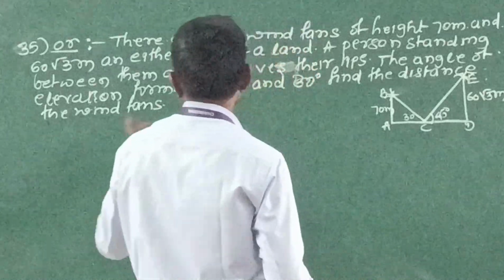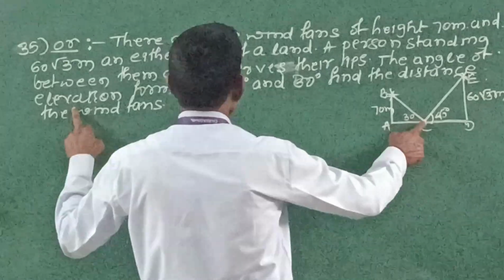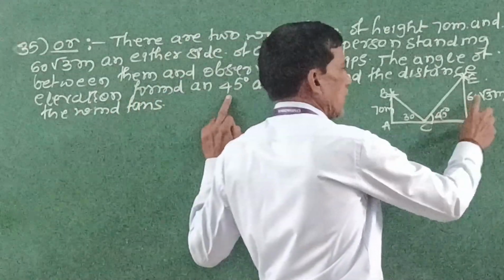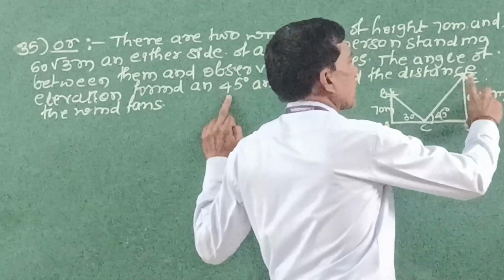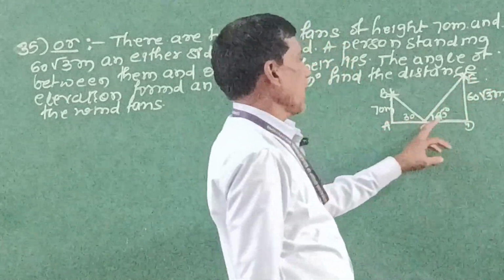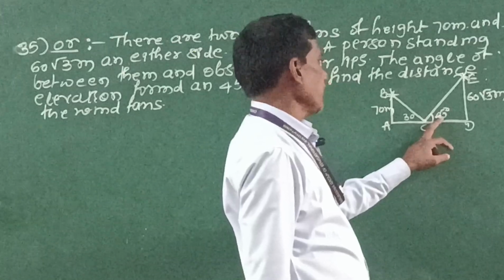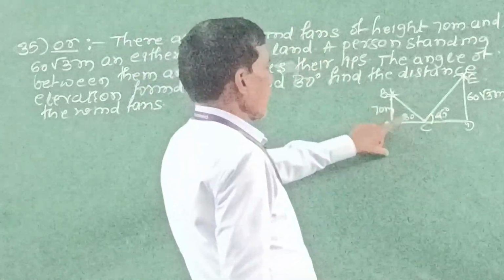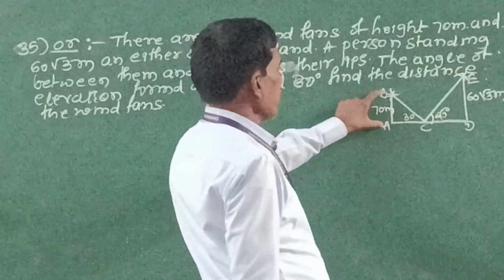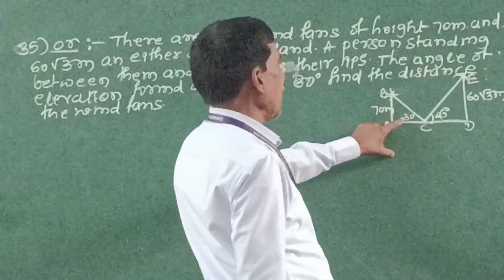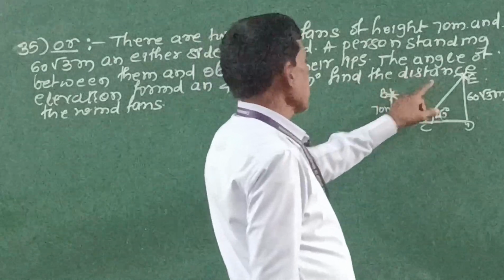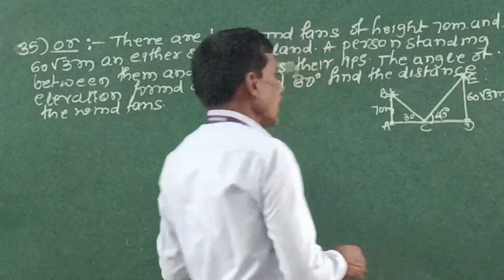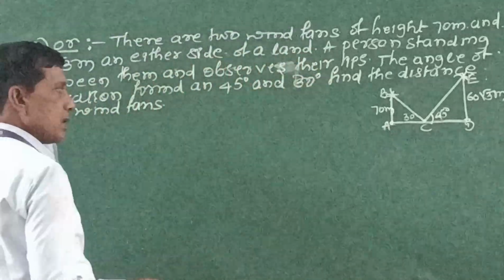At that time, the angle of elevation is 45 degrees when he observes the first fan, and 30 degrees when he observes the second wind fan. Find the distance AD between the wind fans. Therefore, how is the solution of that question?